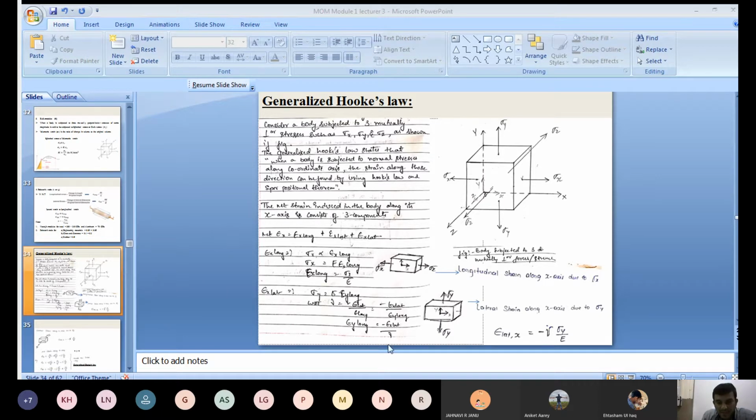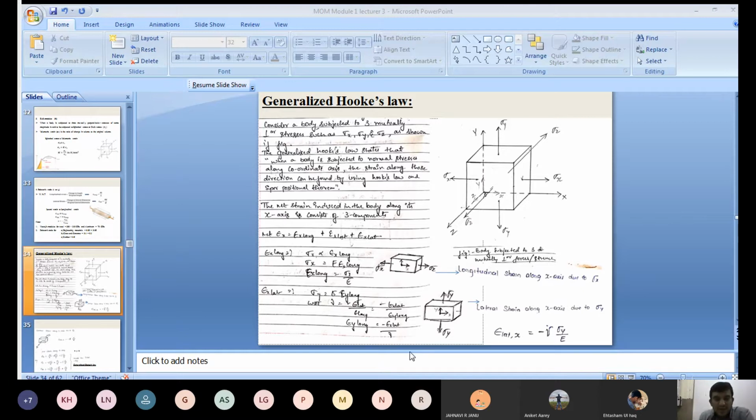Now here see the third sketch. The same cube is subjected to sigma y. Now consider this third figure here. The same cube is subjected to sigma y. The stress is acting in the y direction. But our aim is to determine what? What is the strain induced along the x-axis? Now how do you determine it?